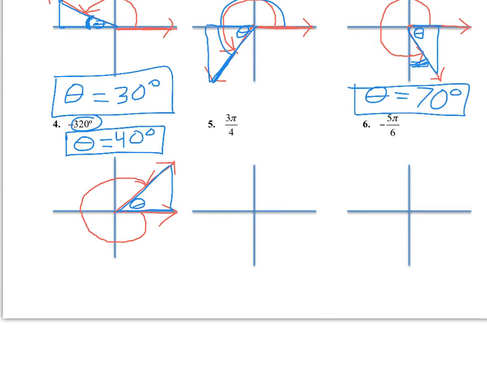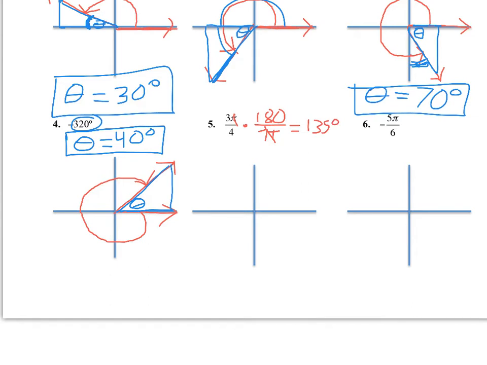Alright, number 5 and number 6 are in radians. So because they are in radians, your final answer has to be in radians. Now, it's difficult for me to think in radians. So what I'm going to do is convert it to degrees, sketch it, find the reference angle in degrees, and then convert it back. So in degrees, I need to multiply by 180 over pi. Pi's cancel. 3/4 of 180, that is 135 degrees.